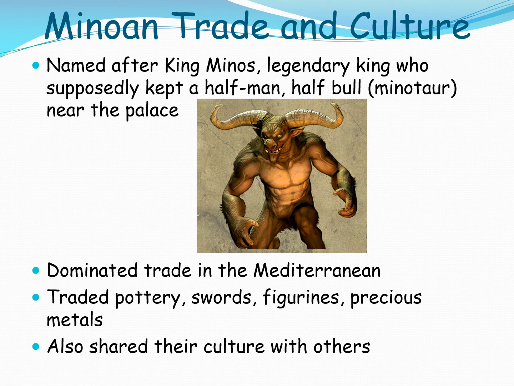The Minoans would go on to dominate trade in the Mediterranean. They traded pottery, swords, figurines, and precious metals. And they would carry goods from one civilization to another. They didn't have to manufacture all these goods. They were kind of like the middlemen of the trade. And as they crossed the Mediterranean carrying these goods from one civilization to another, they also shared their culture with other groups. So we have cultural diffusion going on.